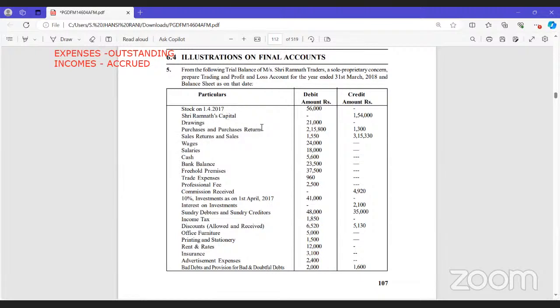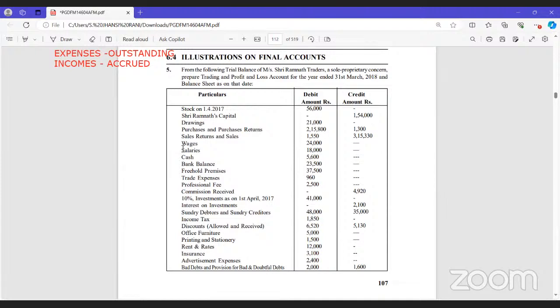Purchase and purchase returns we write in trading account. From purchases we deduct purchase returns. Next, sales returns and sales. This we write in trading account credit side. From sales we deduct the sales returns. Next, wages. These are direct wages, we write in trading account debit side. Next, salaries. Salaries are related to indirect expenses, so we write in profit and loss account debit side.